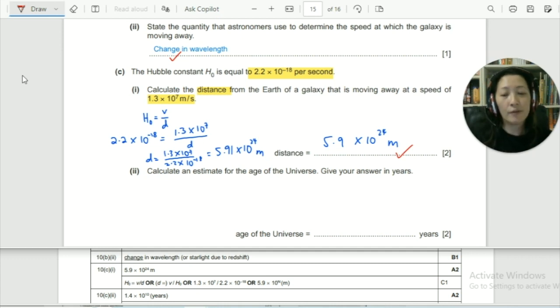Now remember, if you didn't write the correct value with the unit, then the examiner will have to look for the marks in your working. So either the correct formula or correct substitution. That would give you at least 1 mark.